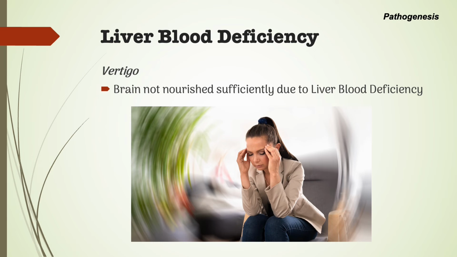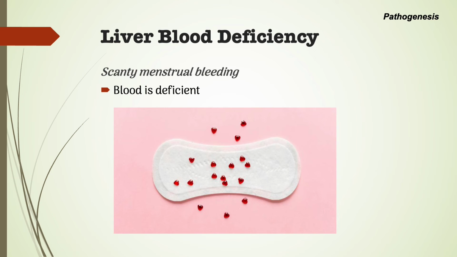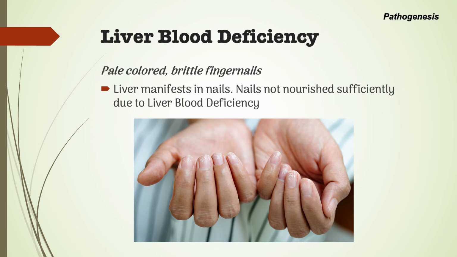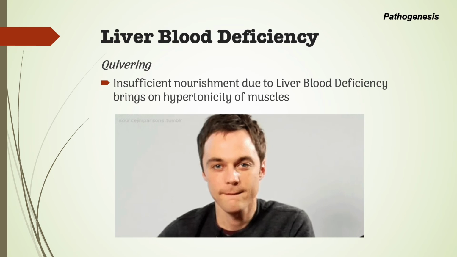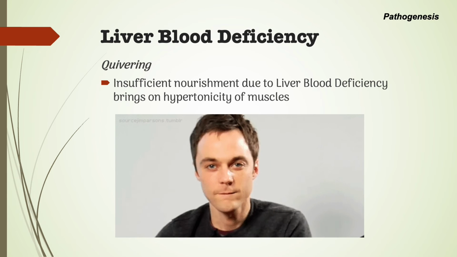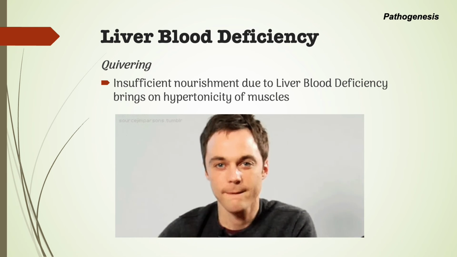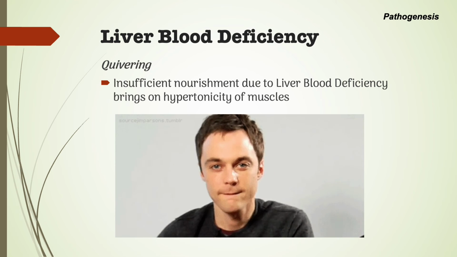Vertigo means the brain is not nourished sufficiently due to liver blood deficiency. Scanty menstrual bleeding is because blood is deficient. Pale-colored brittle fingernails: liver manifests in the nails. Nails not nourished sufficiently due to liver blood deficiency. Quivering. Insufficient nourishment due to liver blood deficiency brings on hypertonicity of the muscles.